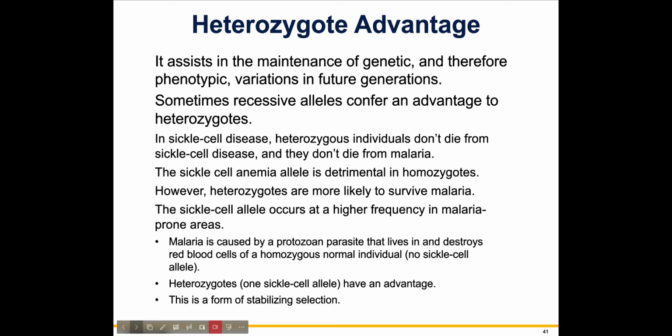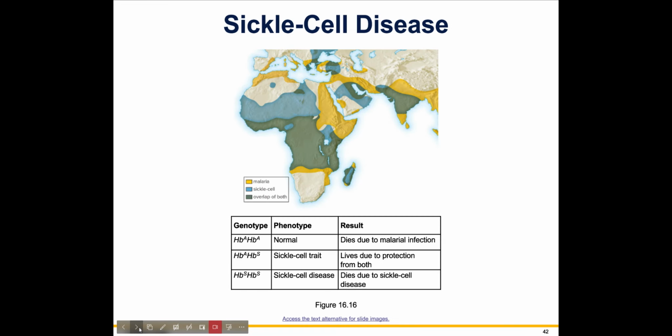So in that way, being a heterozygote is the best. It's an advantage because you will not get malaria, but you will not have sickle cell anemia. Where if you have two sickle cell traits, you get sickle cell anemia. If you have no sickle cell traits, you get malaria. So what we see is that there is a huge overlap of where sickle cell trait is found and where malaria is common.